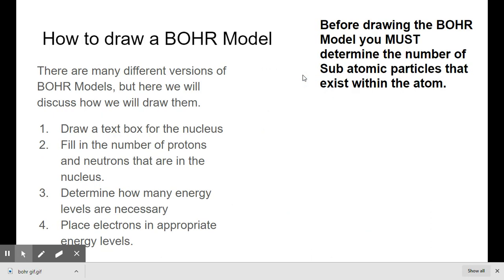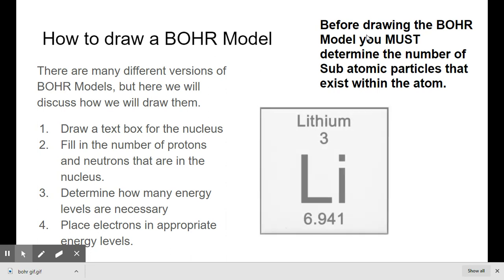So here we're just going to go through the steps of how we're going to draw Bohr models in class and the expectations that I have of you to be able to draw them. We'll get into the specifics of different things as we move through the week. But today we're just going to try to keep it simple. All right, so the first thing we're going to do before drawing is determine the number of subatomic particles that exist within the atom.